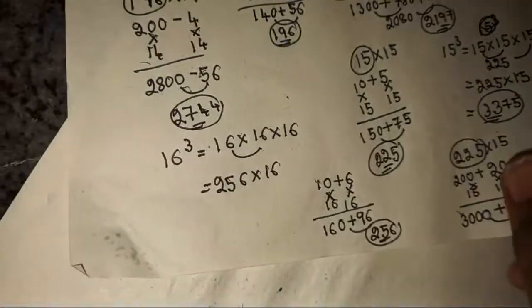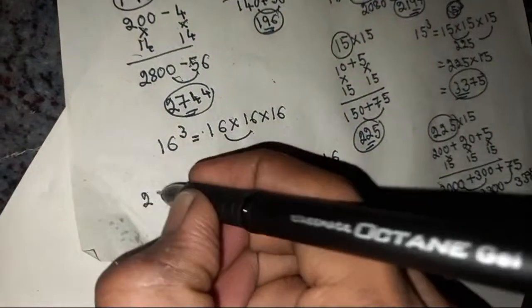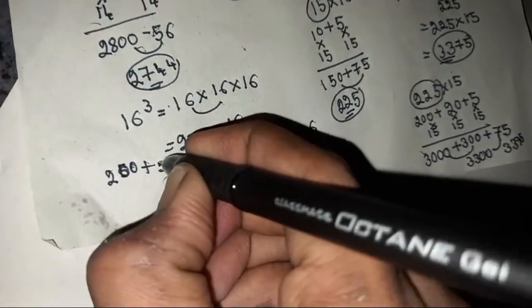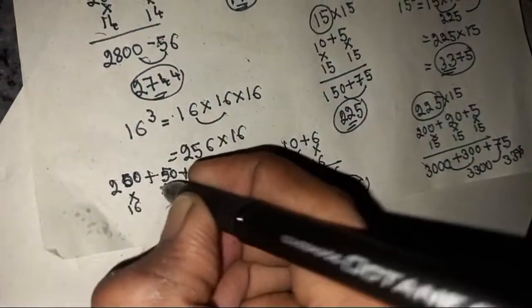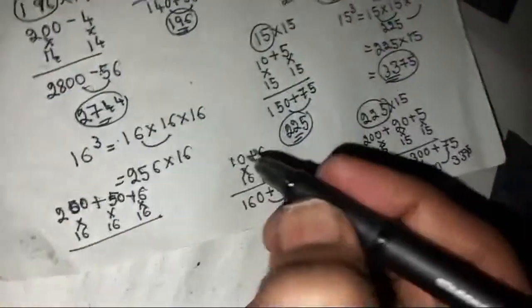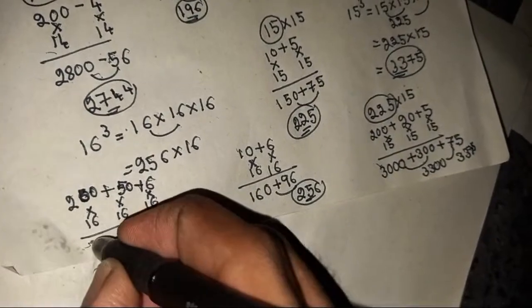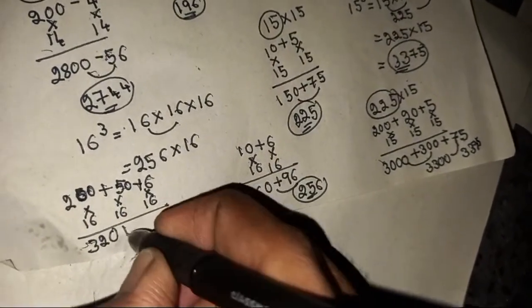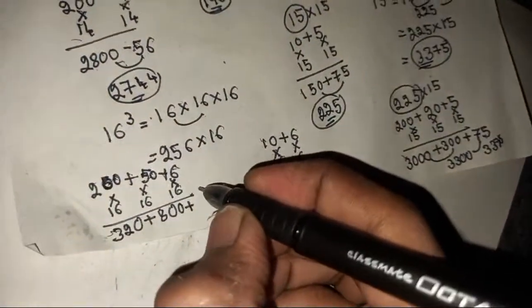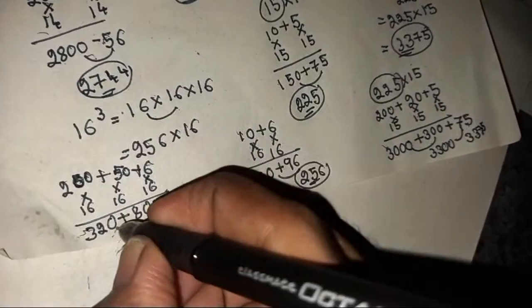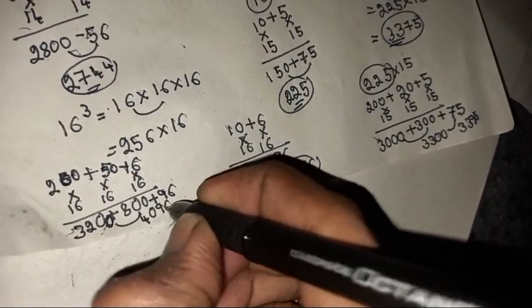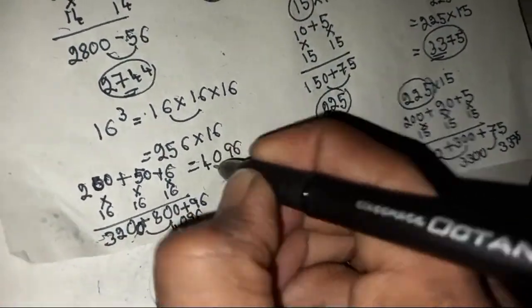This is 256 times of 16. Again you can split and write this 256 as 200 plus 50 plus 6 times of, here also 16, here also 16 and here also 16. 200 times 16, 2 times of 16 is 32, 3200 plus 16 times of 50, 800, plus 16 times of 6 is 96. 3200 plus 800 plus 96, 4096. This completely equal to 4096.